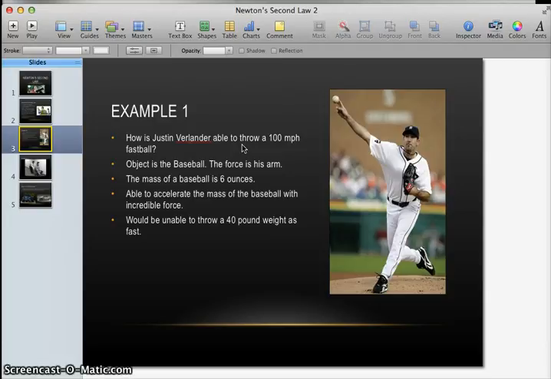If the mass changed, if say the mass of the baseball was 40 pounds, he would not be able to accelerate the baseball with the same amount of force. And for a little bit extra information, the average high school baseball player can only throw a baseball about 80 miles an hour. So that just tells you the amount of force that Justin's able to create on that ball.